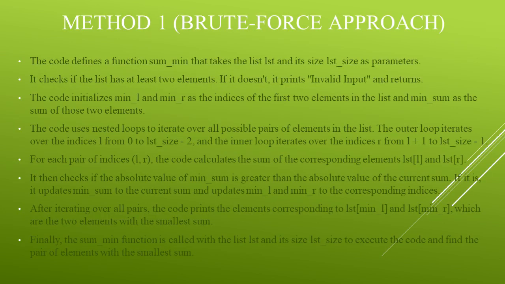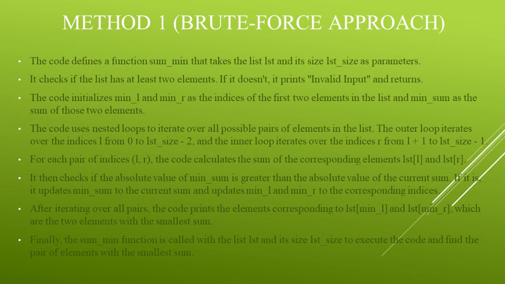Method 1. Brute force approach. The code defines a function summin that takes the list first and its size first_size as parameters. It checks if the list has at least two elements. If it doesn't, it prints invalid input and returns. The code initializes min_l and min_r as the indices of the first two elements in the list and min_sum as the sum of those two elements.